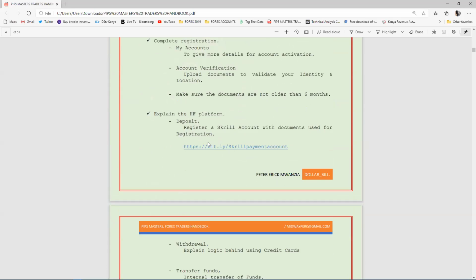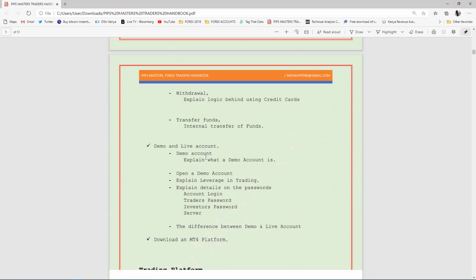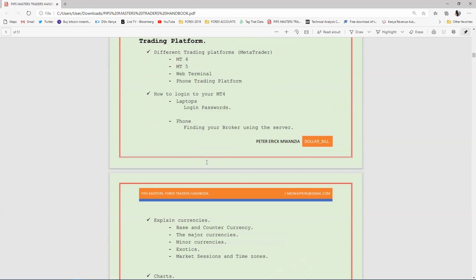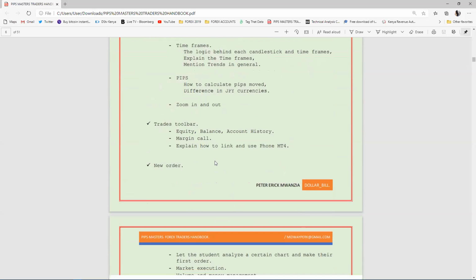Then you need to create a broker account, okay? In Forex, you usually use a broker to trade. The broker gives us access to the markets. They're going to give you charts and access to your trading platform, okay? That is the MT4. I hope by now you understand what an MT4 is. You know what we mean when we say a broker, okay? Then the trading platforms: the MT4, the MT5, the web terminal, your mobile trading platform, okay? Then how to log into the MT4, okay, guys?